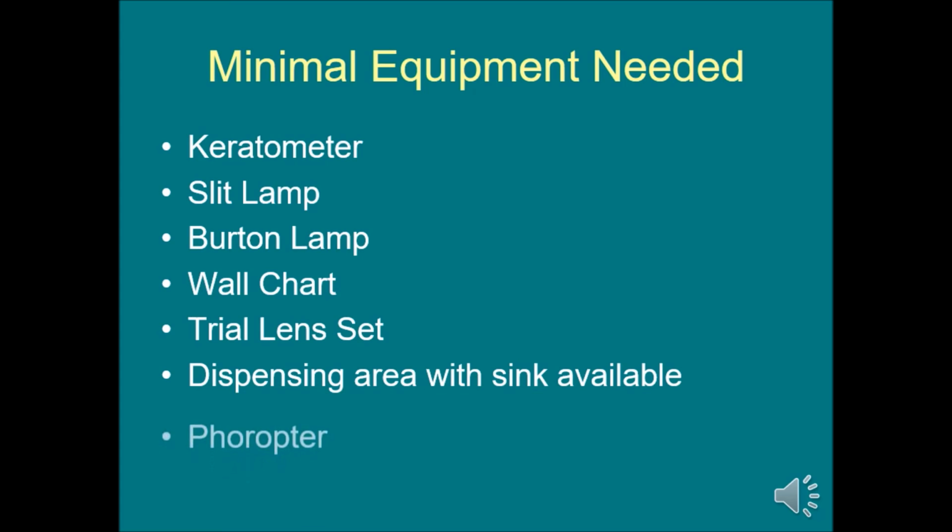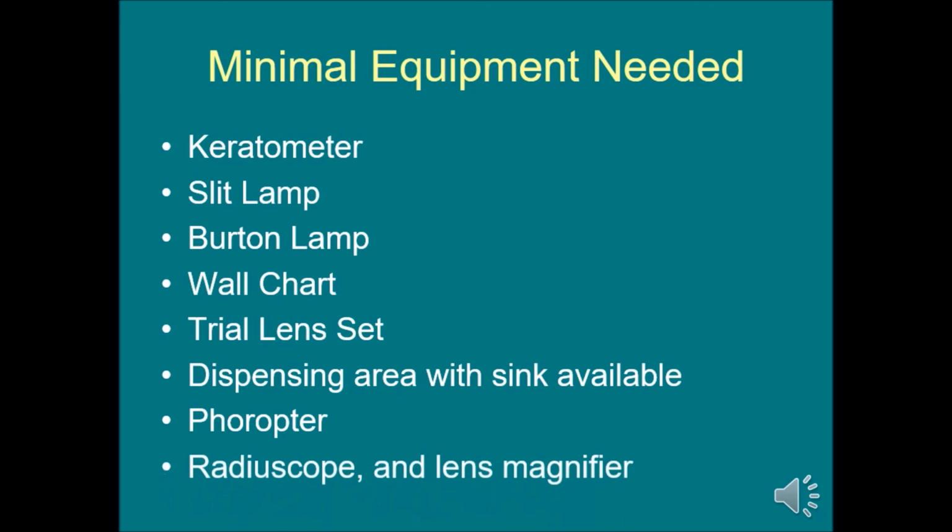And a phoropter. A trial lens set is great, especially when we're talking about trial lenses in ophthalmics. That set is great to have, and you can hold up individual lenses, but a phoropter is so much quicker and so much handier because all of those lenses are built into a machine. Radioscope.